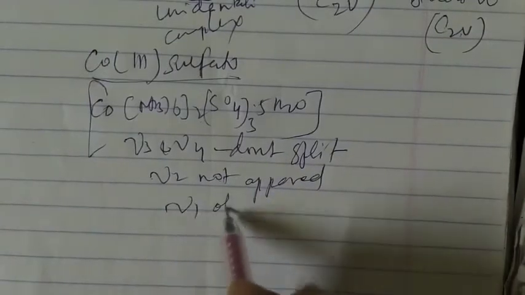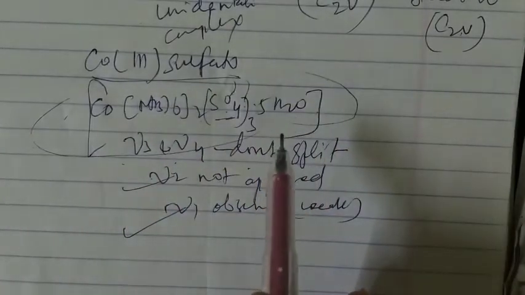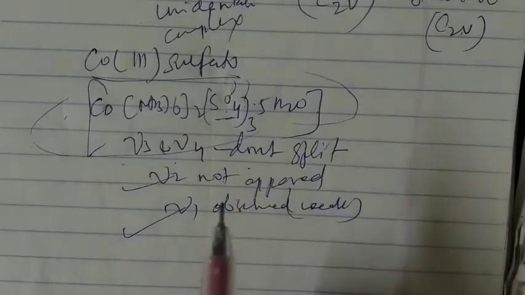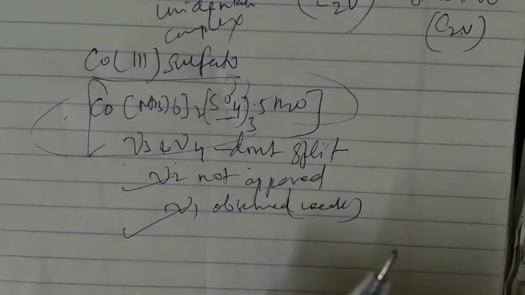But nu1 is observed, and it is very weak. So nu1 is observed, nu2 is not appearing, and nu3 and nu4 don't split. This is the specificity of this sulfato complex coordinated with cobalt 3, as observed by Nakamoto. With this they concluded that the symmetry of the sulfate ion is approximately tetrahedral.